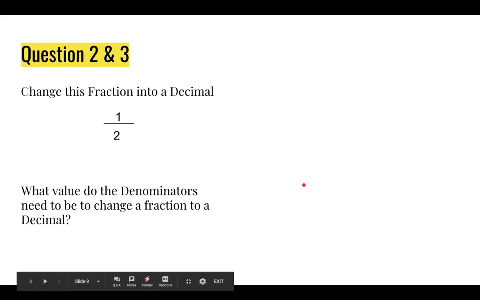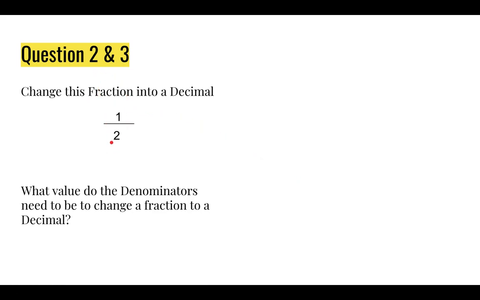So I want you to now change this fraction, 1/2, into a decimal. And then I want you to tell me what value the denominators need to be changed to from a fraction to get a decimal. You can do that now for homework, if you have this for homework, or if you're listening to this in class. Either way. Hope this helps, guys.